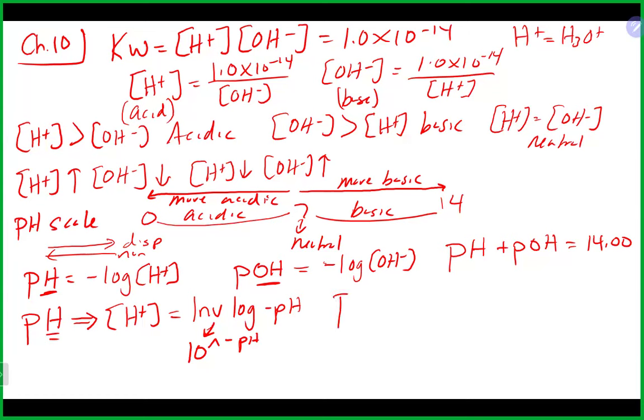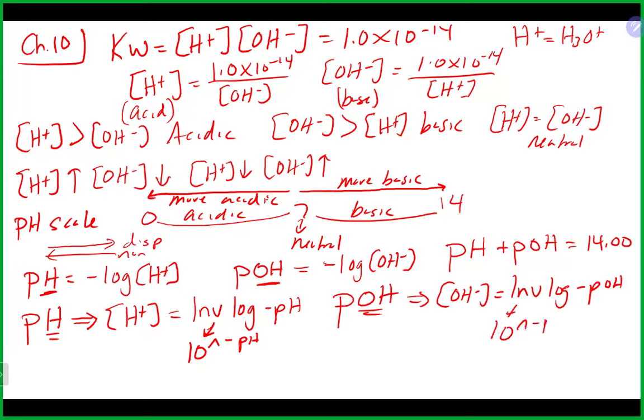Similarly here, if we have the pOH, we can get directly from that the OH minus concentration, and that would be the inverse log of the minus pOH. And again, that's most likely going to put a 10 and a caret minus pOH. Remember that when you are asked the question of, is the solution acidic, basic, or neutral, there's just one answer to that question, and don't give multiple answers to that question.